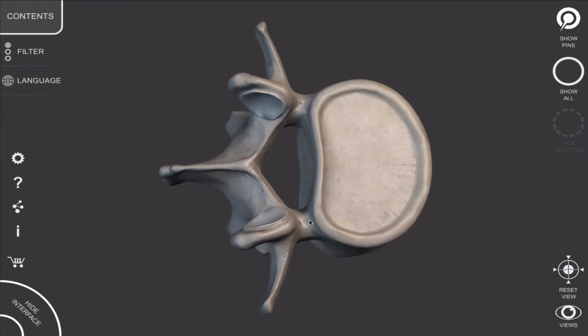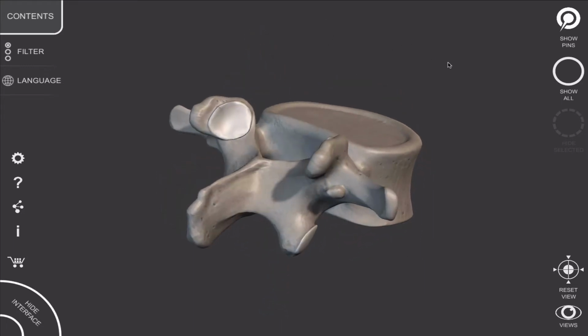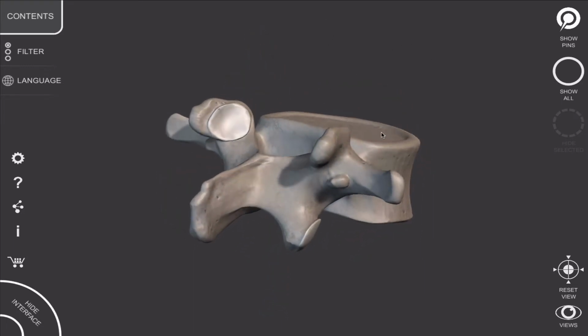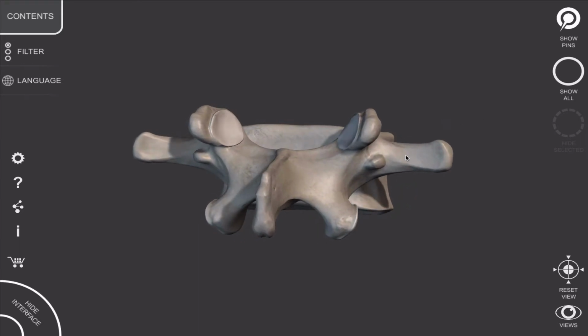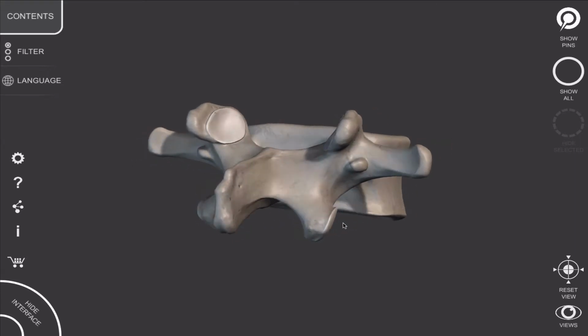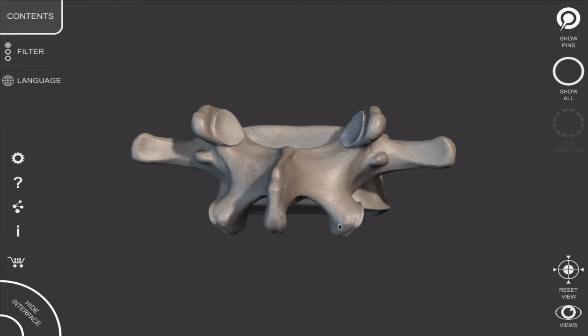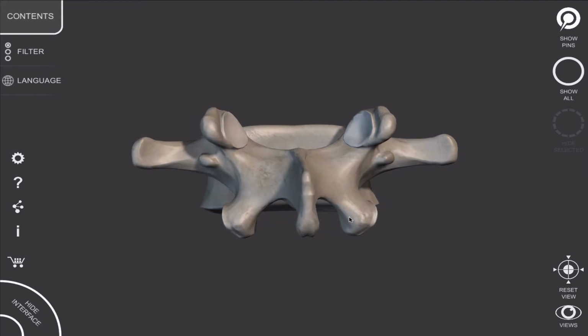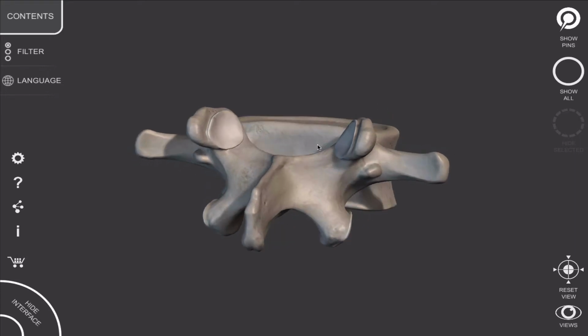All right, now we have two pair of joint surfaces, if you will. You can see these two top joints here and then there are two on the bottom. You can see them here and here. Those are referred to as articular processes. Actually, this entire knobby part here is called an articular process.